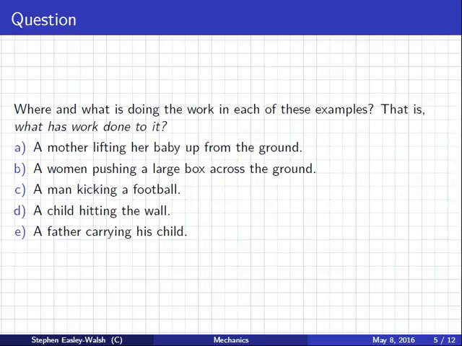A mother lifting her baby up from the ground. What is the work being done? The baby being lifted. Yeah. The lifting is the force, and the distance is the height from the ground. Yeah, the height. A woman pushing a large box across the ground. The pushing is the force, and the distance is the amount across the ground.